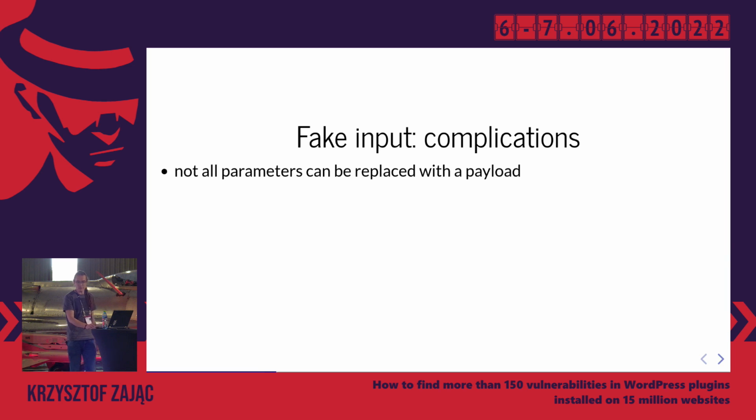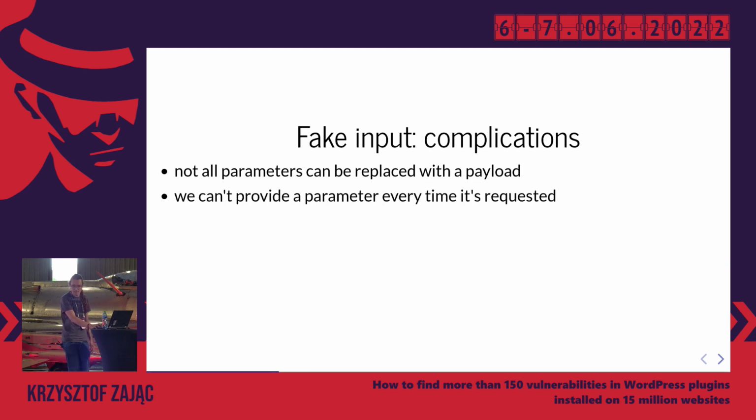And it doesn't work. During the project, I observed that you cannot replace all parameters with a payload, because first, there are parameters that trigger some code paths that are boring because they are not related to the plugin we are testing. For example, if you provide an HTTP authorization header, then some code path related to HTTP authorization is triggered, and the control doesn't even reach our plugin. So I had to manually exclude some parameters.